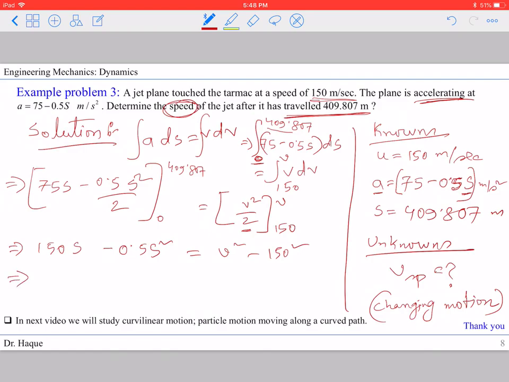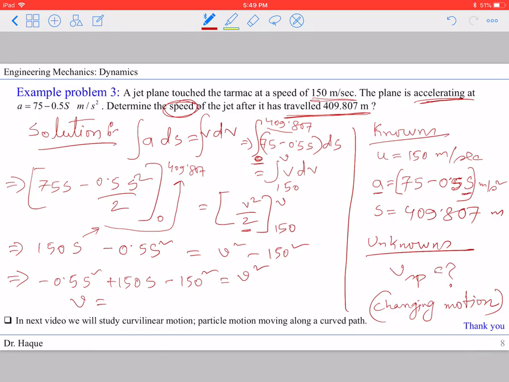If we take everything on the other side and plug in s equals 409.807, we get the equation negative 0.5 s squared plus 150 s plus 150 whole squared equals v squared. So if we solve this, we can get the value of v.